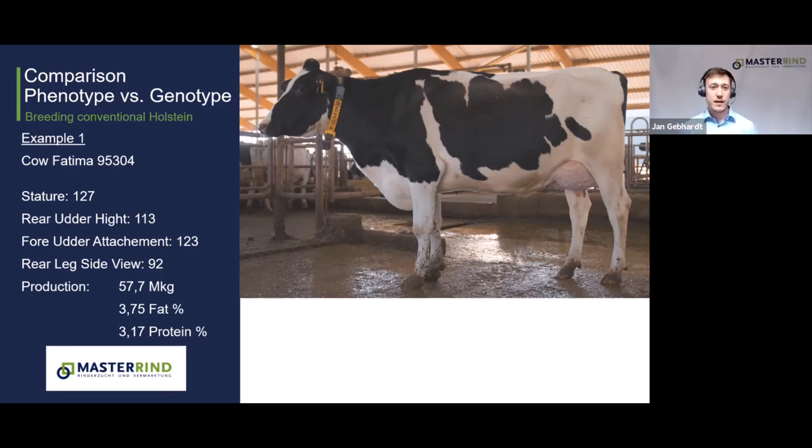sired by Missan. And here you can see the stature, 127. When I say she goes meter here, for everybody that doesn't know me, I'm nearly 2 meters high. So that's quite a big cow. And furthermore, the rear udder height is 113, fore udder attachment 123, rear legs side view 92. You will see in the video the cow moving a bit, and have a look at all the details I show you.